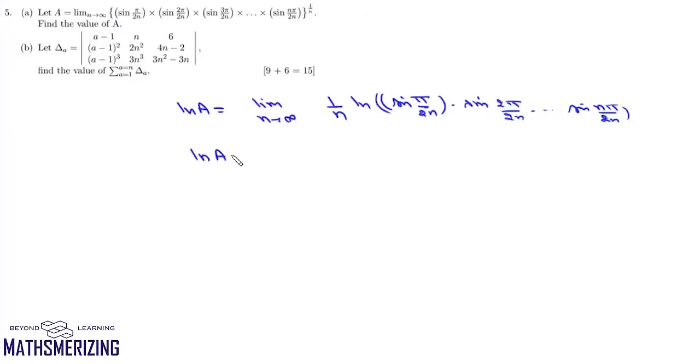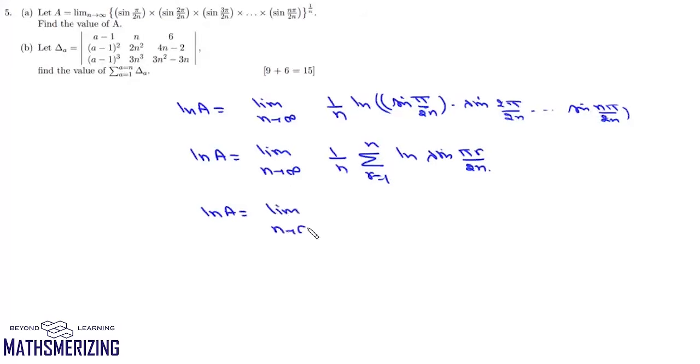So we can write this as log a, and it will be equal to the limit n tends to infinity of 1 by n, and we can write this as summation of log sine of pi r upon 2n, where the value of r varies from 1 to n. Now this is nothing but limit of sum. So we can write this as log a equals the limit n tends to infinity.